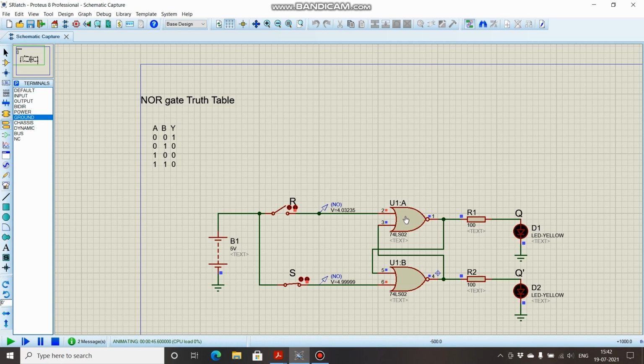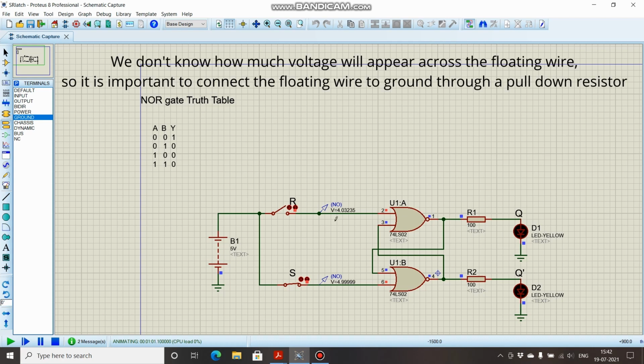So in this 74LS02, voltage from 0 to 0.8 is considered as logic low, or logic 0, whereas voltage levels from 2 to 5 are considered as logic 1. So there is no specification for the range of voltages from 0.9 to 1.9. So under this situation, we have to use a pull down resistor in order to debug this issue.